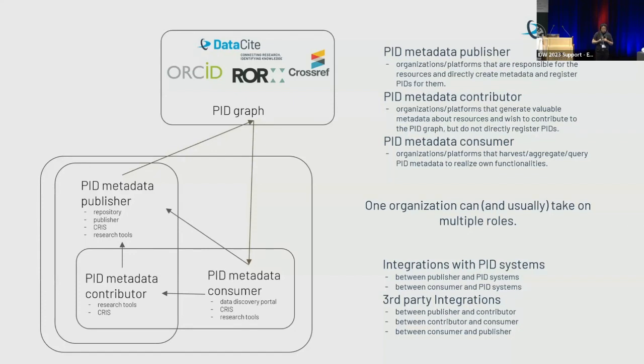So integrations with PID systems can be between publishers and PID systems. They can be between consumers and PID systems. And then we have the third-party integrations, which are between either publishers and contributors, contributors and consumers, or consumers and publishers. Any of these directions can happen. And I categorized it like this because this would involve quite different stakeholders and conversations and processes.